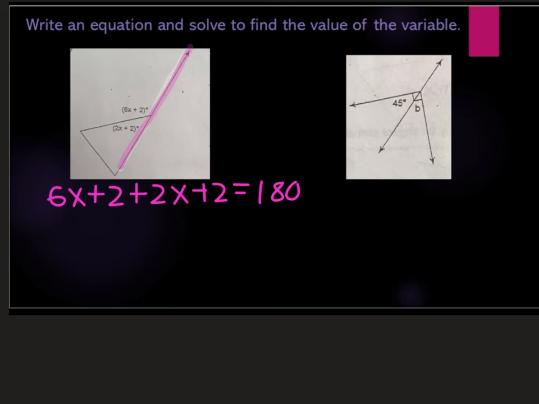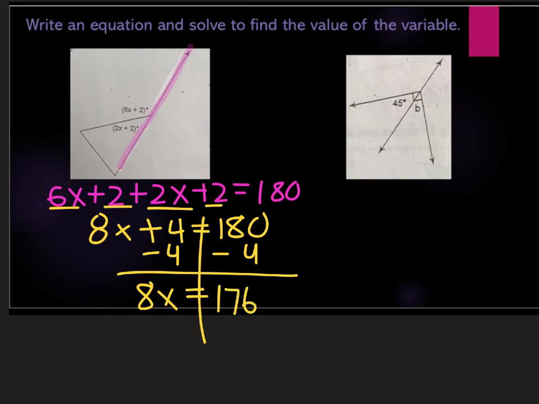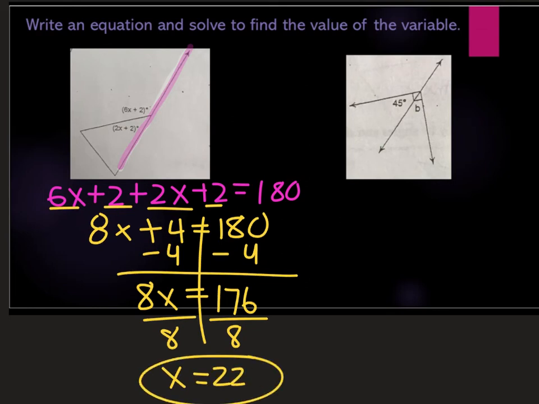And again, like I said on the last slide, you have to remember to combine like terms first. So we have to combine 6x and 2x to get 8x, and then 2 and 2 to get 4. And now we have a two-step equation that we can solve. So subtract 4, we get 8x equals 176. Divide by 8, should get x equals 22.